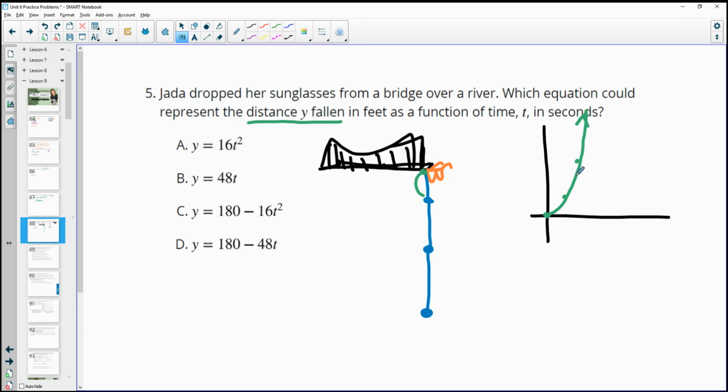But that distance is going to be a positive number, even though it's going down. The distance that the sunglasses have traveled is positive. And the reason that's important is we don't want this negative downward motion. We don't want to have a negative amount. We're not losing any distance, we're actually gaining distance. And we also know that it has to be a quadratic because it's not falling at a constant rate. So the quadratic means that we were down to either A or C, and the fact that it's positive distance leaves us with our only option of A.